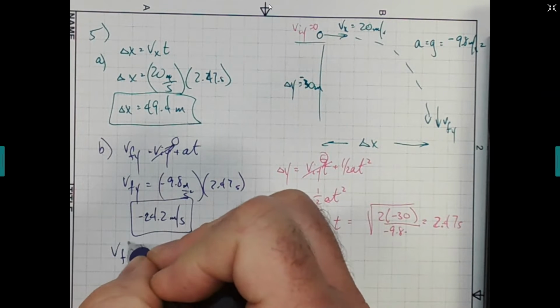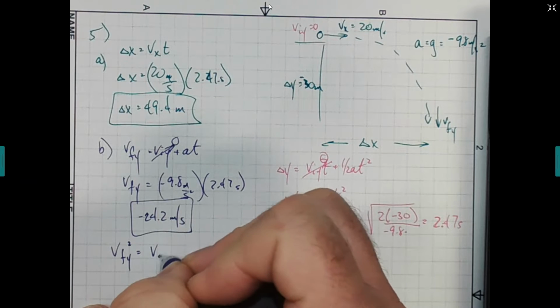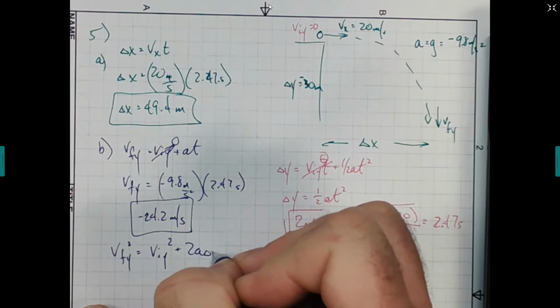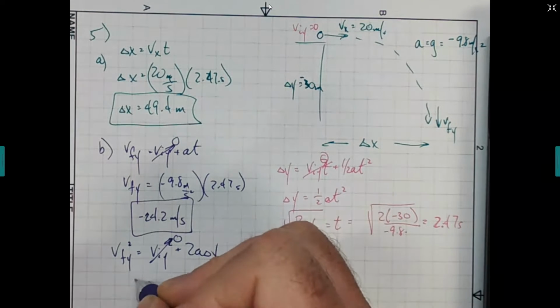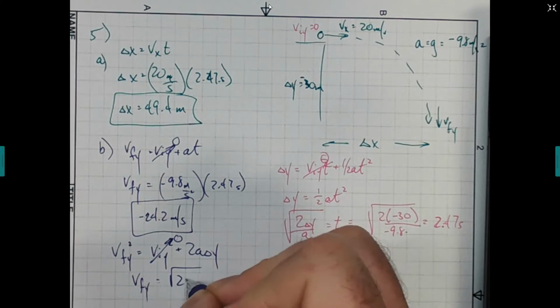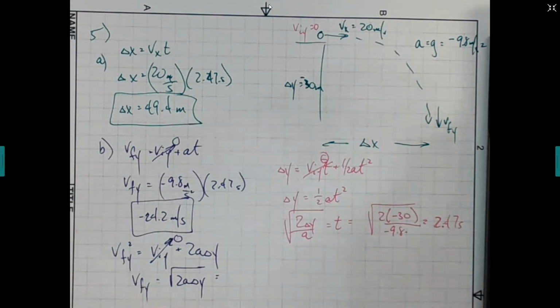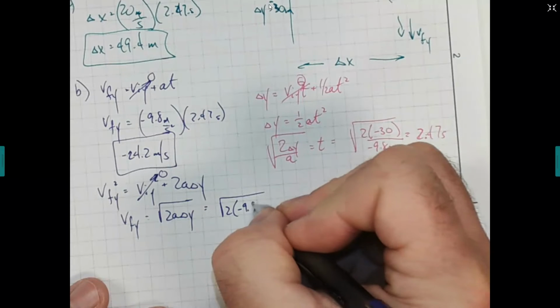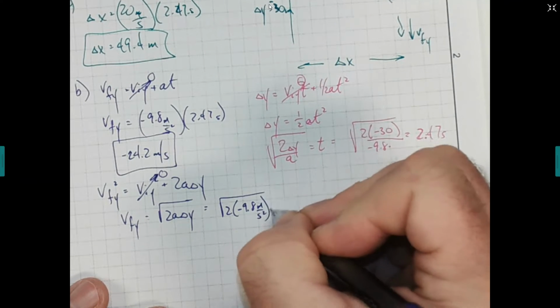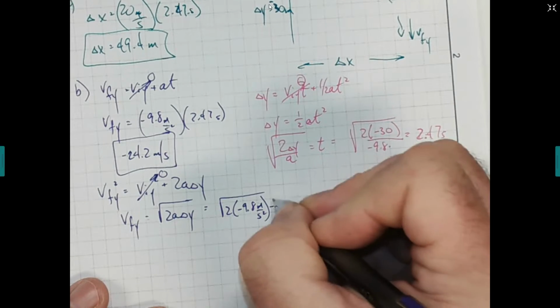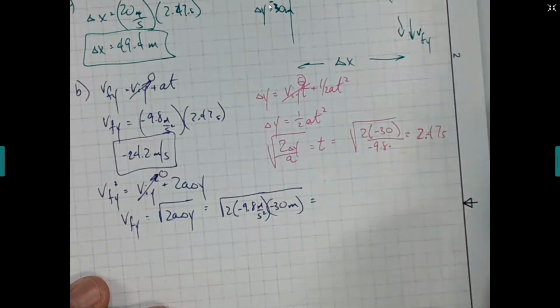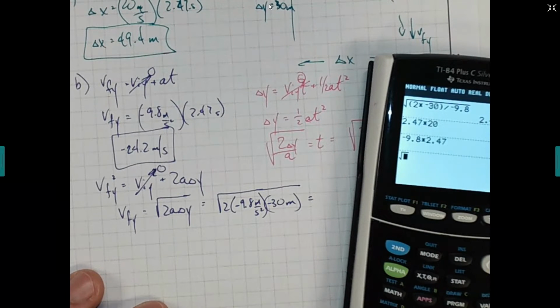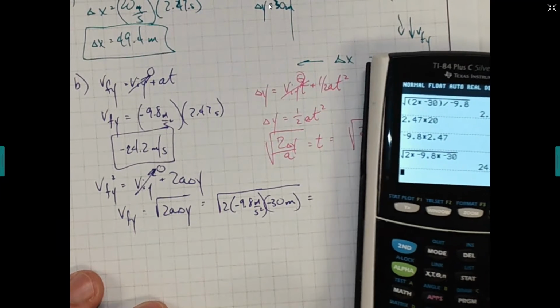Let's try it the other way just to see if it works. Vf squared equals v(i)y squared plus 2a delta y. Again, that's 0. So Vfy is just the square root of 2 times acceleration times change in position. Okay, and so this is just the square root of 2 times negative 9.8 times negative 30. And we'll get something in meters per second. So the square root of 2 times negative 9.8 times negative 30. And we end up with 24.2.